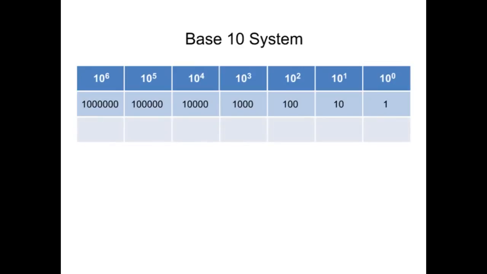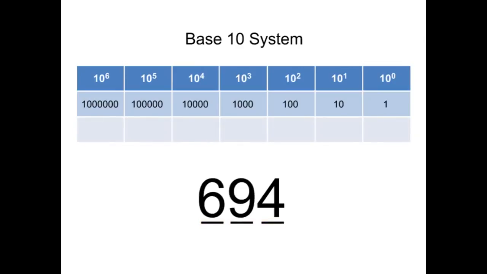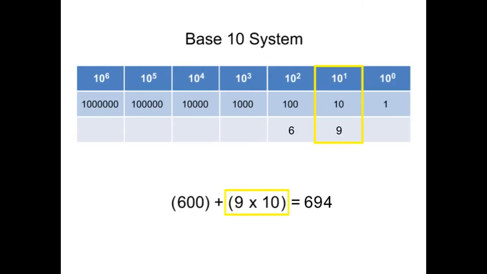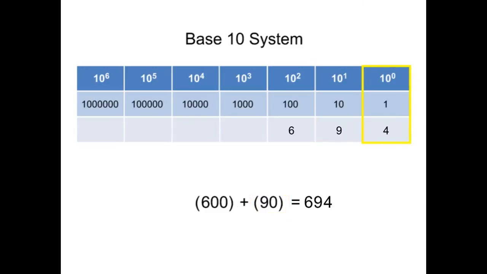The magnitude of the numbers 6, 9, and 4 is determined by the position of the digits. With the 6 in the third position, we would multiply 6 by 100 to derive its place value of 600, then add to it 9 times 10, or 90, and to that 4 times 1 to get 694.